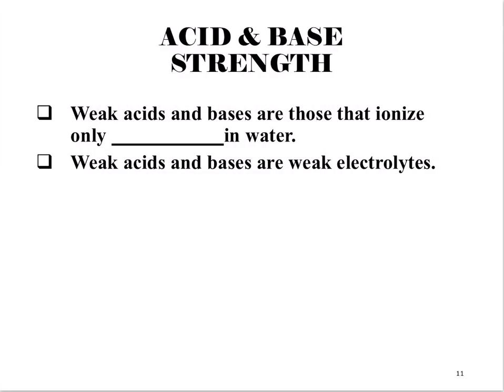A weak acid or weak base is one that only ionizes partially in water. These are considered weak electrolytes. It's the same thing as a weak electrolyte. For example, acetic acid is considered a weak acid. What this means is that we have a reaction that goes both ways.